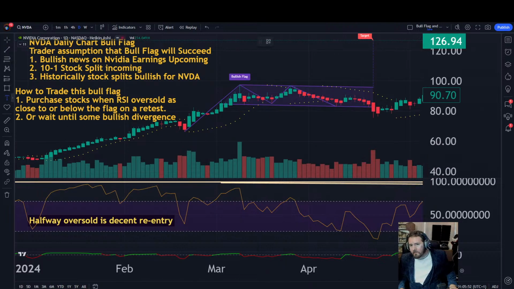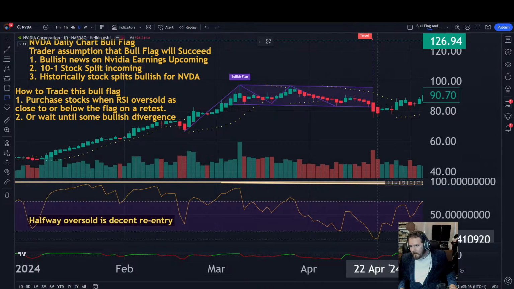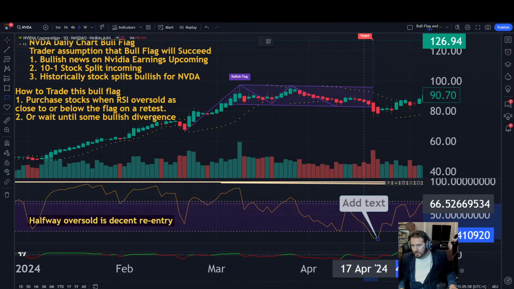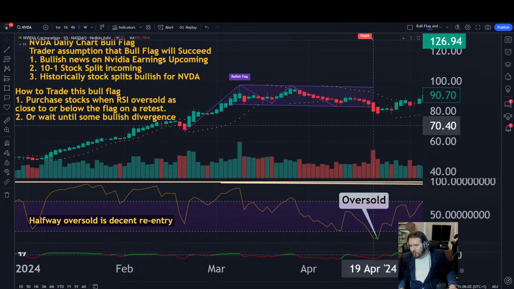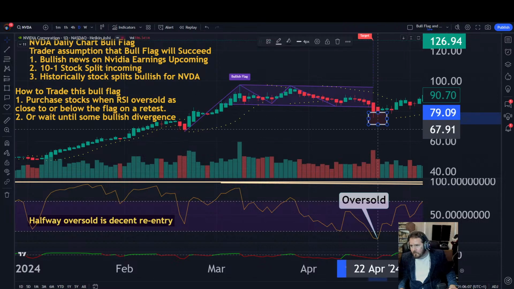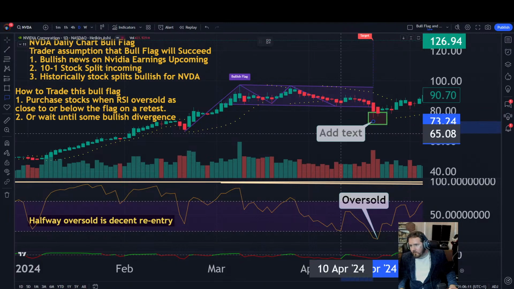So we finally had the RSI oversold down here. Boom. And that was on April 22nd. And that is oversold right here. This is after the insider sold. Under the green block, this is when the RSI was oversold.